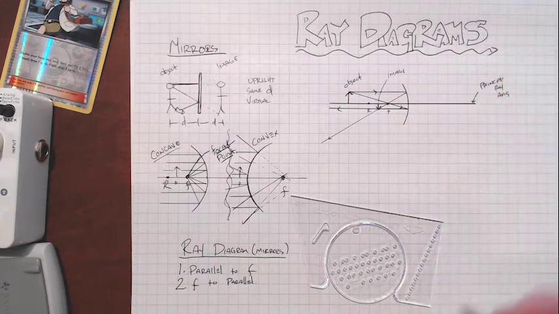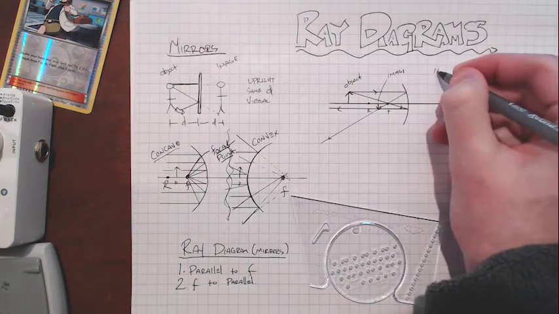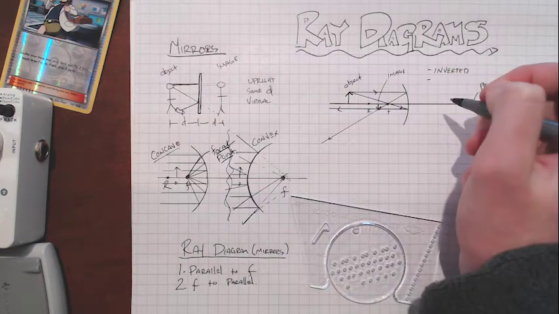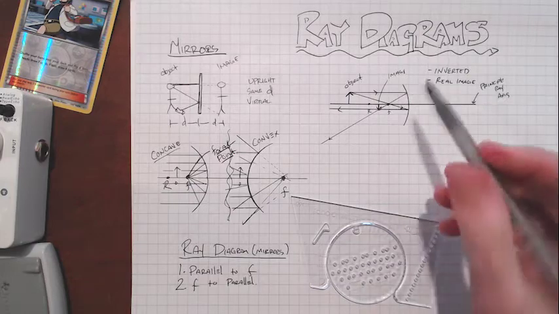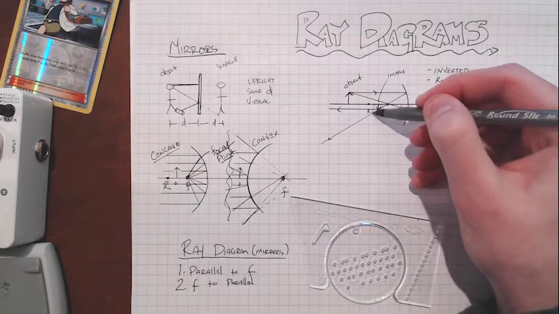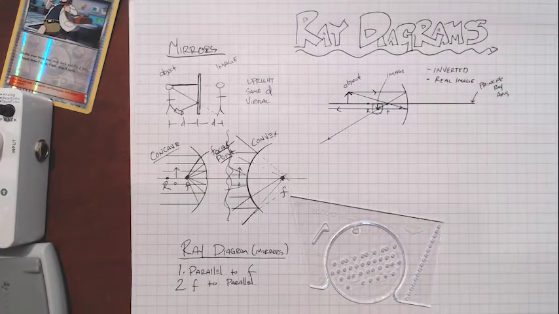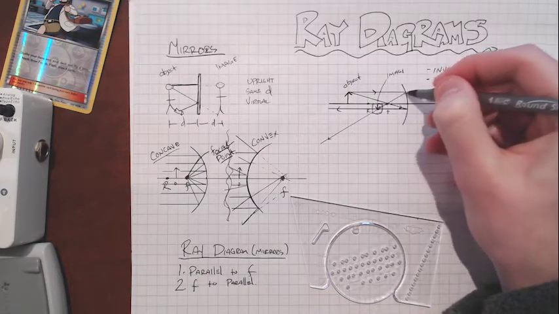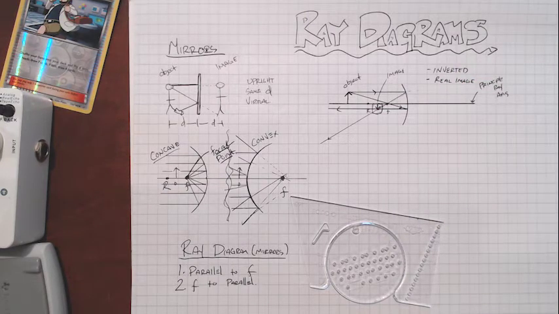Now there's a couple things that we can say about this image. For one, we know that this image is inverted, and the second thing that we can say is that this image is going to be a real image. That means that we could take a little screen and put it right here in this area, and the image of our object would be formed on that screen. It would be a virtual image if we had to extend these reflected lines back, and the image would be formed on the other side of the mirror.